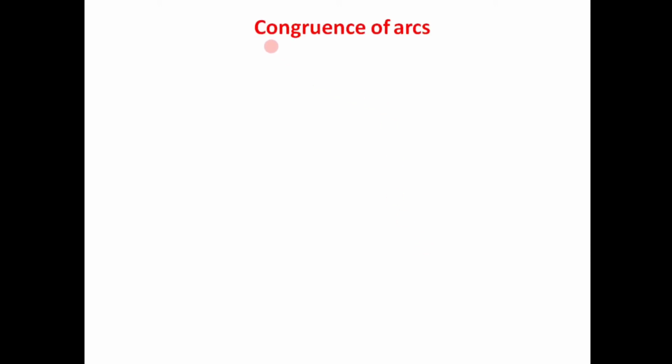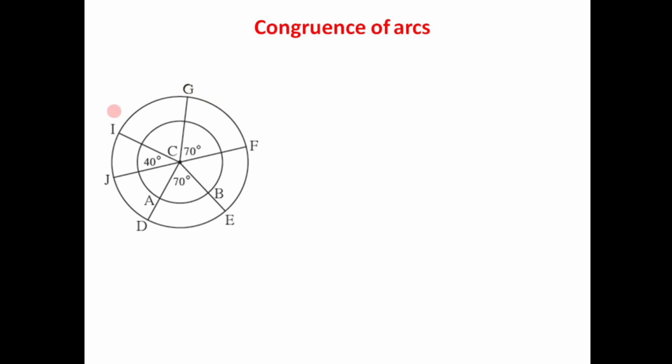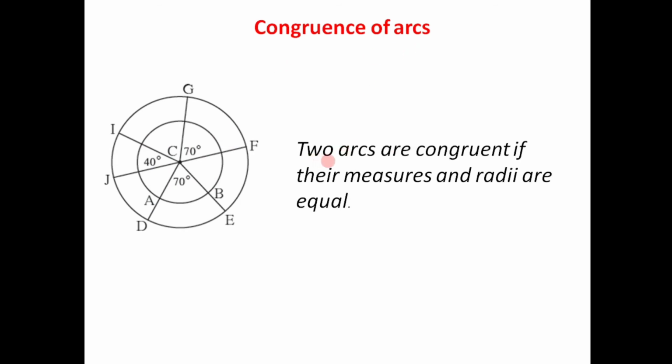Now the next concept is congruence of arcs. For that one, let us consider this diagram. There are two concentric circles with center C. There are some points on the larger circle: G, F, E, D, J and I, and there are 2 points A and B on the smaller circle. Measures of some central angles are given. Now we have to understand what congruent arcs are. So the definition is: two arcs are congruent if their measures and radii are equal.